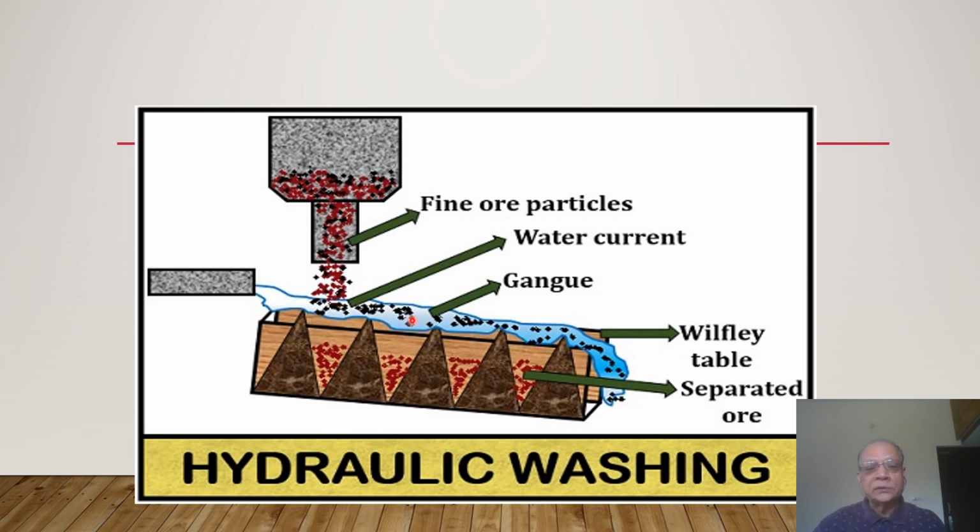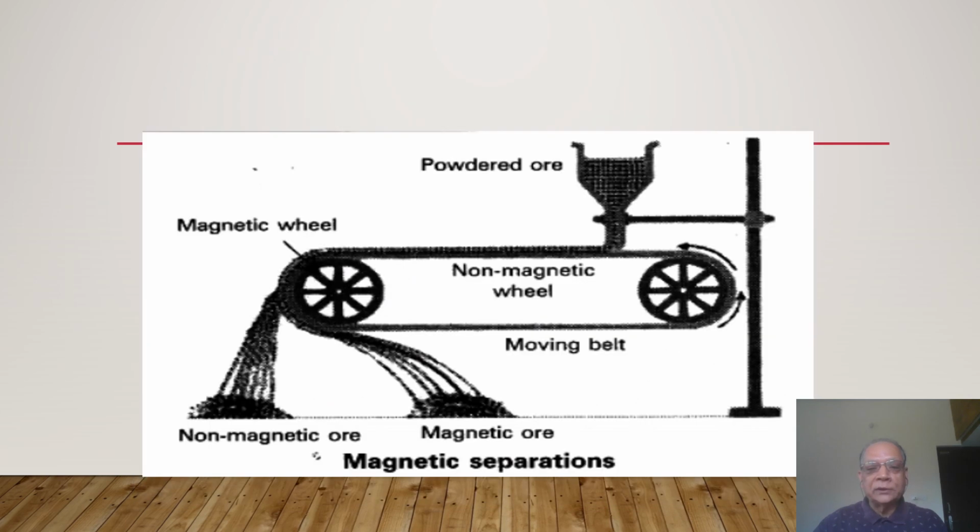The ore particles are heavy and the gangue particles are light, and water is used to separate them. Later on, the ore particles are collected and they are washed and dried and then taken for further suitable action. And that is the hydraulic method.